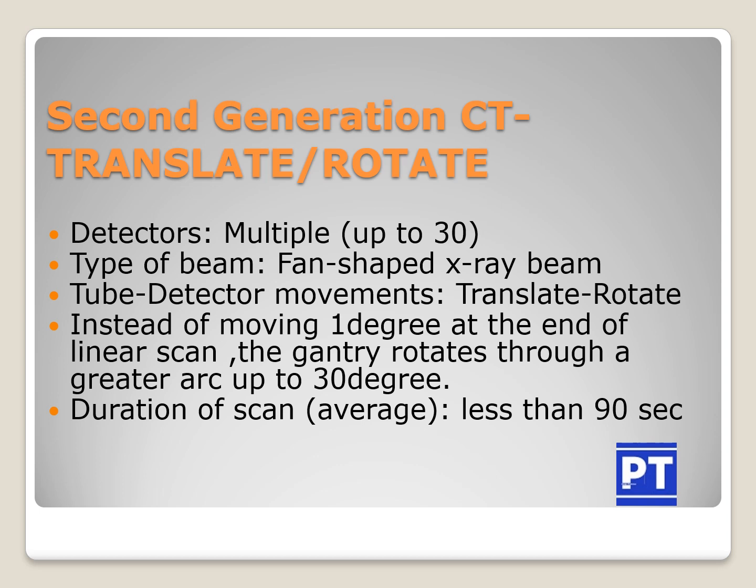In the first generation I told you that there will be linear movement. Linear movement will take about 160 steps. After completing 160 steps, the X-ray tube will rotate 1 degree. Likewise, the X-ray tube should rotate up to 180 degrees. But in this case, the linear movement is there, but the X-ray tube is rotating to a greater arc, up to 30 degrees. So the scan time has reduced. The average duration of the scan is less than 90 seconds.